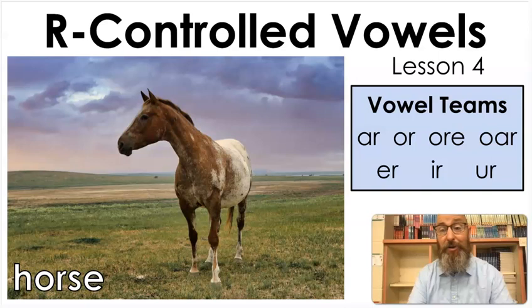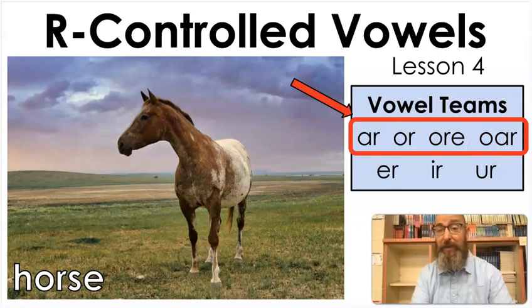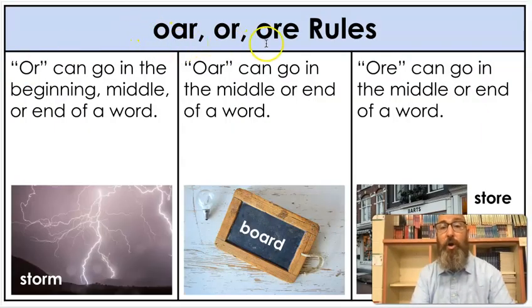We are continuing our look at R controlled vowels this week, and we want to look again at these four R controlled vowels. We already have videos available on ER, IR, and UR if you want to go find those. But this week we're really focusing in on these: AR, OR, ORE, and OAR. Now, as we've said in the other previous three lessons, OAR, OR, and ORE all make the same sound. They all say or. Can you say that?